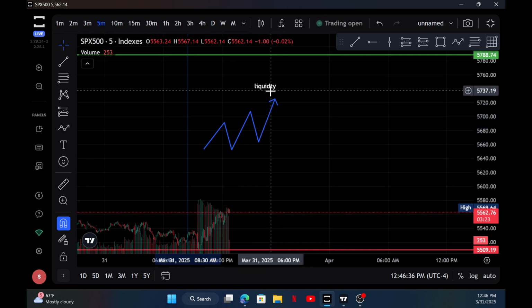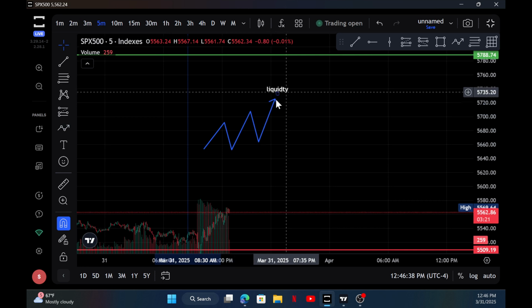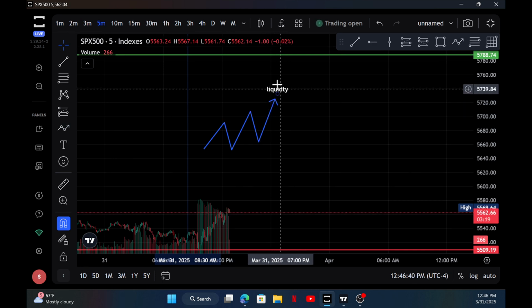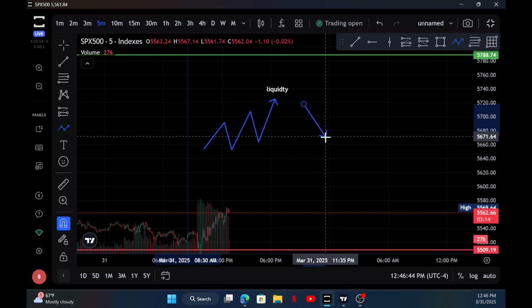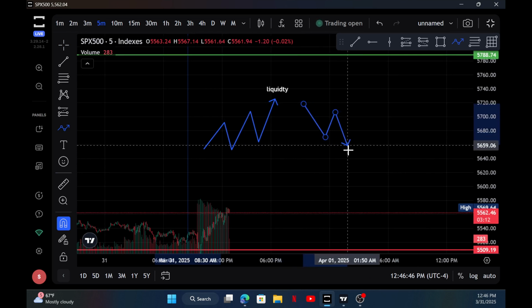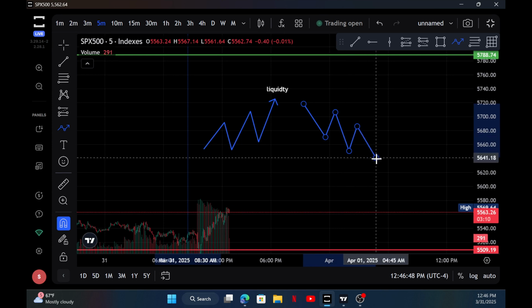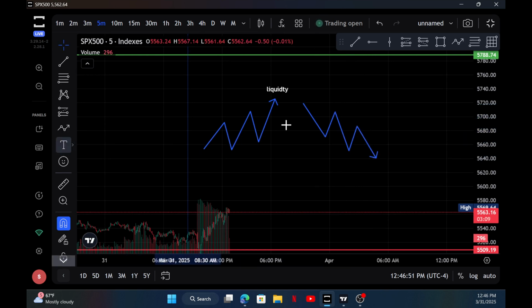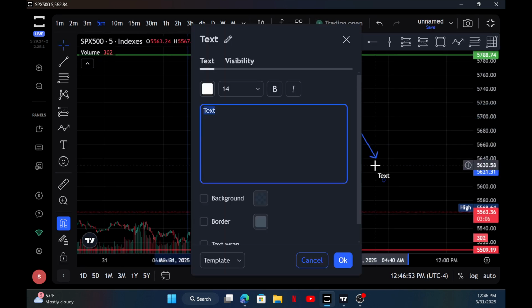Boom. Right where this liquidity is, that's where it's going to lie. Liquidity lies above the highs and the lows in a market. So if we're in a downtrend, the liquidity is going to be at the lows. I'll just put LQ for short.